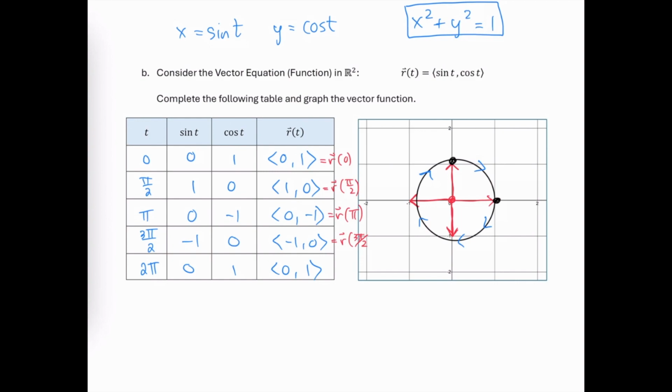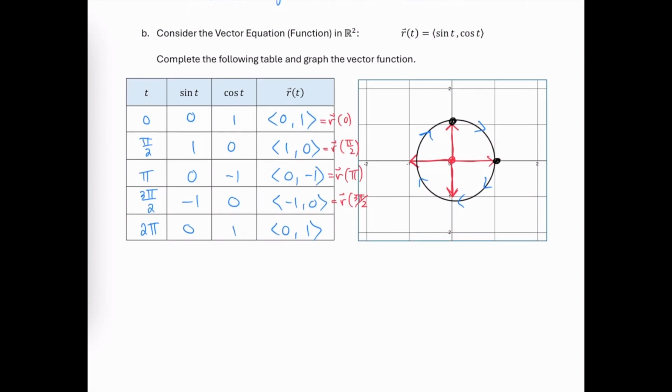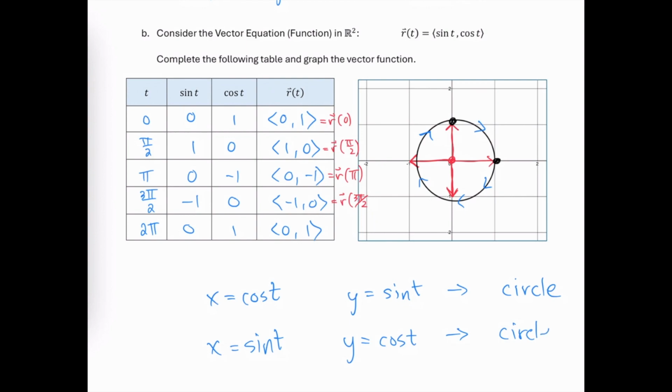So if we have the parametric equations x is equal to cosine t, y is equal to sine t, the curve that traces out in two-dimensional space is going to be a circle. If we have x is equal to sine t, and y is equal to cosine t, again, that's going to end up being a circle in two-dimensional space. It's just going to have a different orientation.